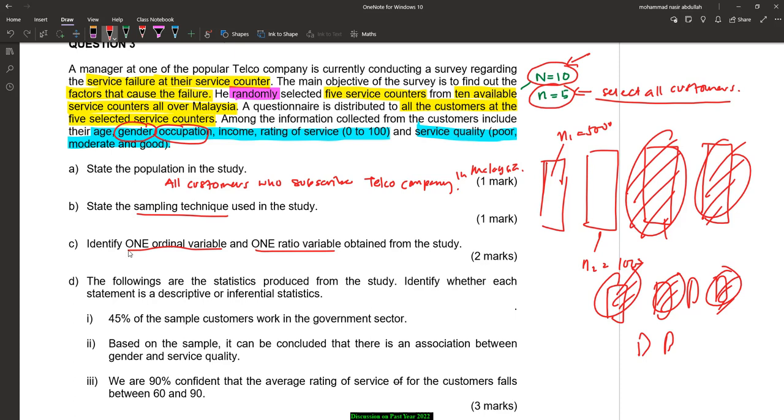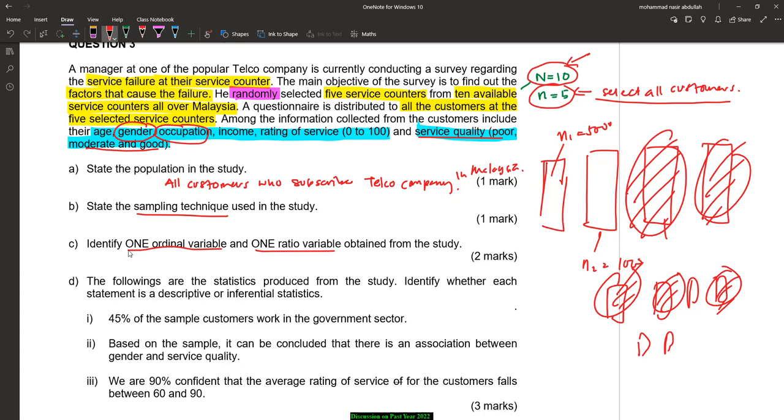I can't remember one more term for it, but it indicates self-employed or not working, right? So income is not included, rating service is not included either, and service quality: poor, moderate and good. These three variables lie under qualitative variable, not ordinal, qualitative variable, which is categorical variable, right? So from here we know these three variables are qualitative, right?